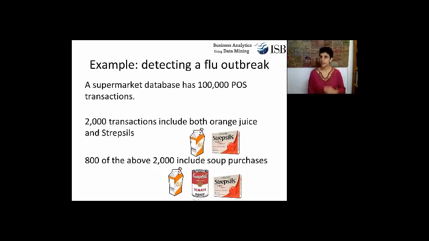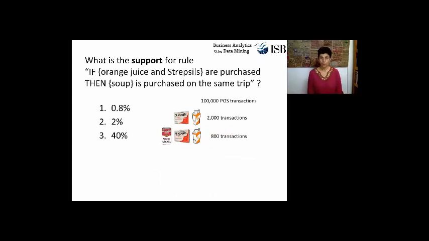Let's see what we can say about the confidence of these rules. So first, let's look at the support. What is the support of a rule that says, if orange juice and Strepsils are purchased together, then soup is also purchased on the same trip? Stop the video for a minute and see if you remember how to compute the support for this rule.